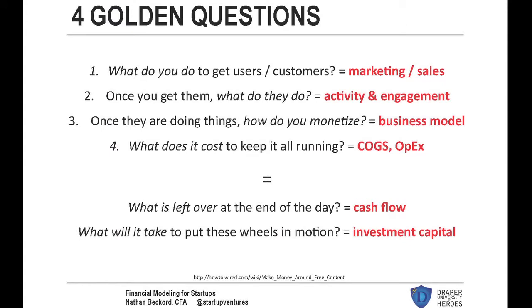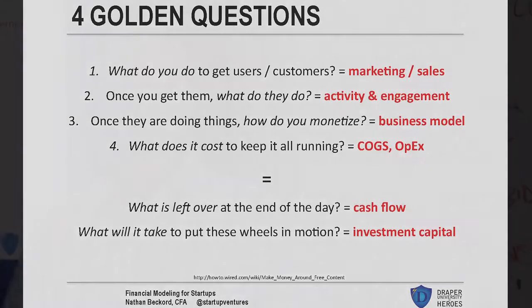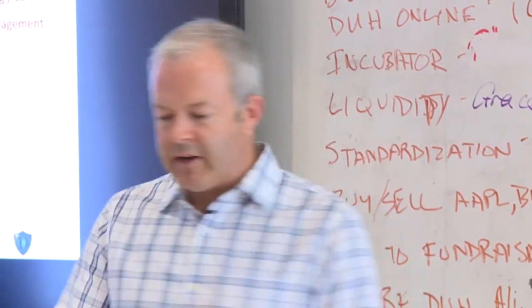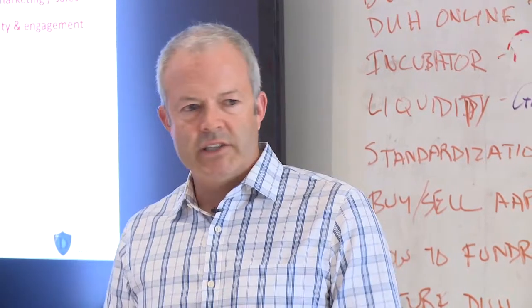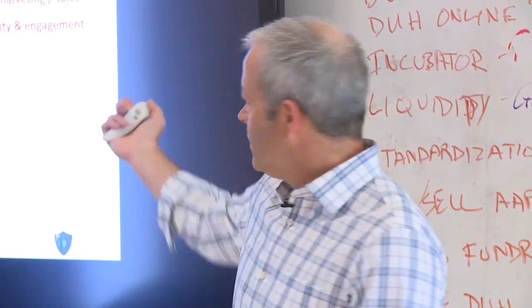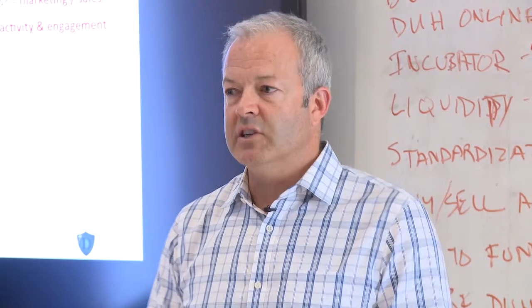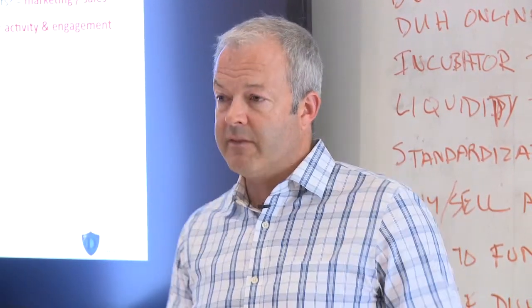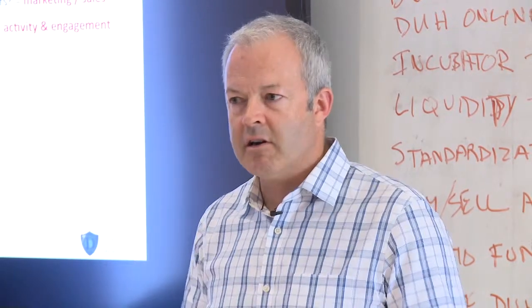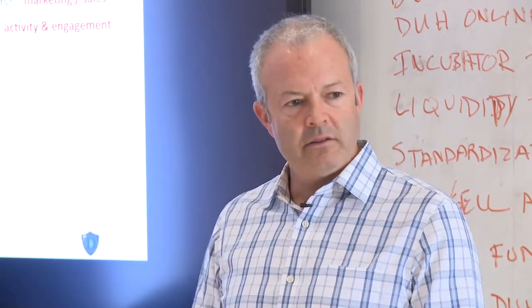Step number 2, once you get them there, what do they do? So we're modeling activity and engagement. Again, sticking with a consumer internet business as an example, you're running Google ads to get people to come to your site. You're converting X% of those people. Once they're on your site, how frequently do they come back? How much time are they spending on your site? What else are they doing? Are they inviting their friends? Are they posting content? So we try to model typical engagement.